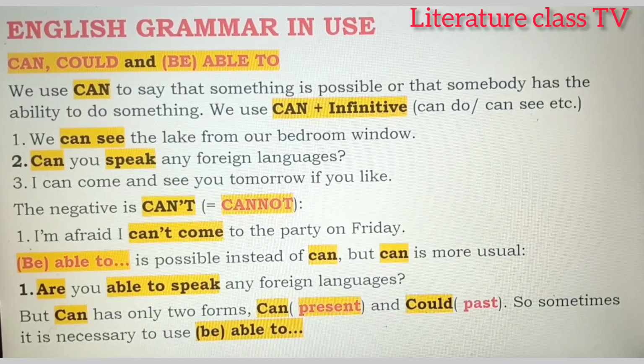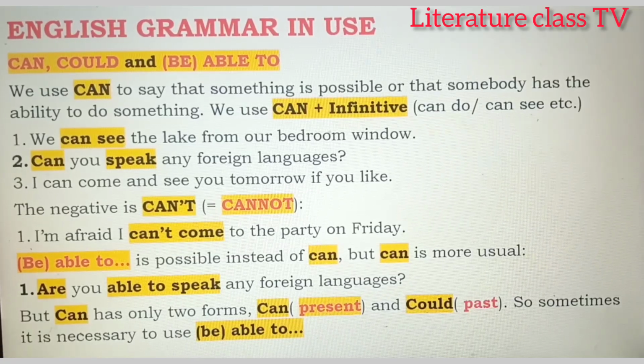If you are not able, my friend, I call upon everybody to come and sit so that we can have a common understanding about the use of can, could, and be able to.